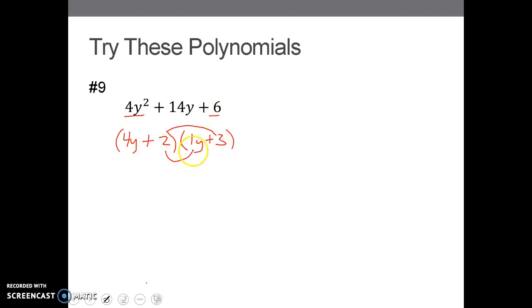If I check my inside terms, now I'll have 2y. My outside terms, I'll have 12y. And you can see that 2y plus 12y does give me 14y. So my two factors are 4y plus 2 and then y plus 3. All right, I'm going to have one more. Then I'm going to have you pause your video and see if you can do number 10 on your own. And then I'm going to do number 10 with you.